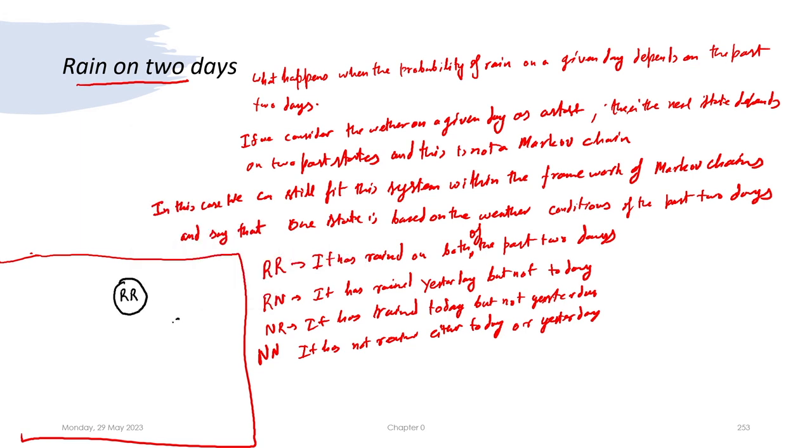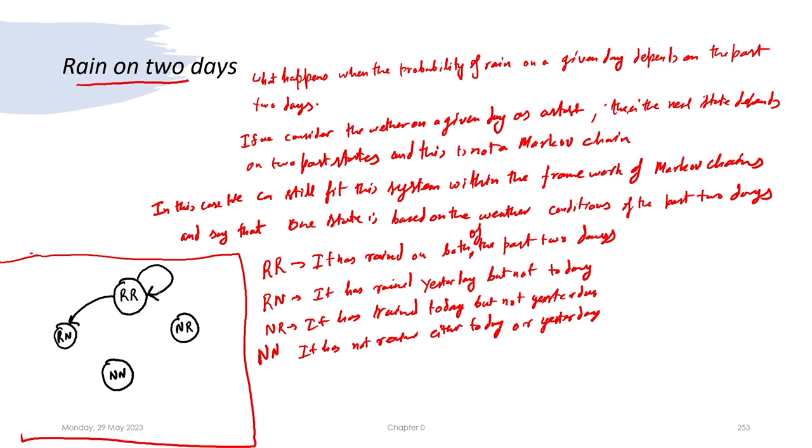RR, NR, RN and these. So, if it has rained both today and yesterday and it rains the next day, then we stay in the state RR. But if it has rained today and it does not rain tomorrow, then we go to the state RN.